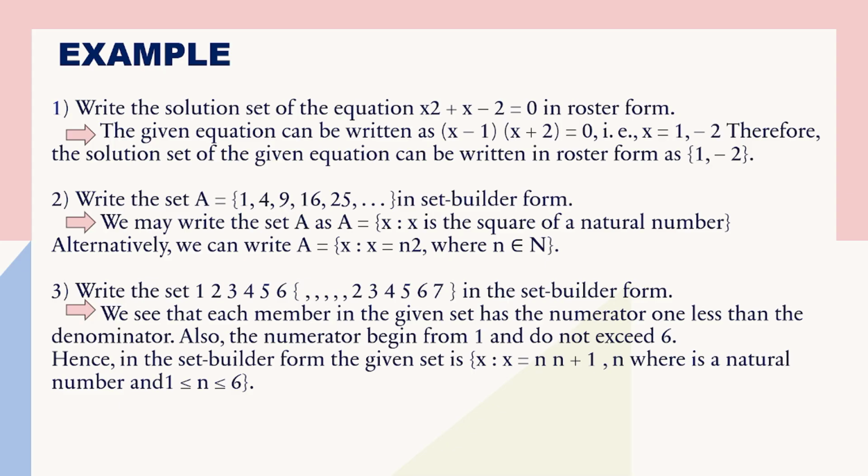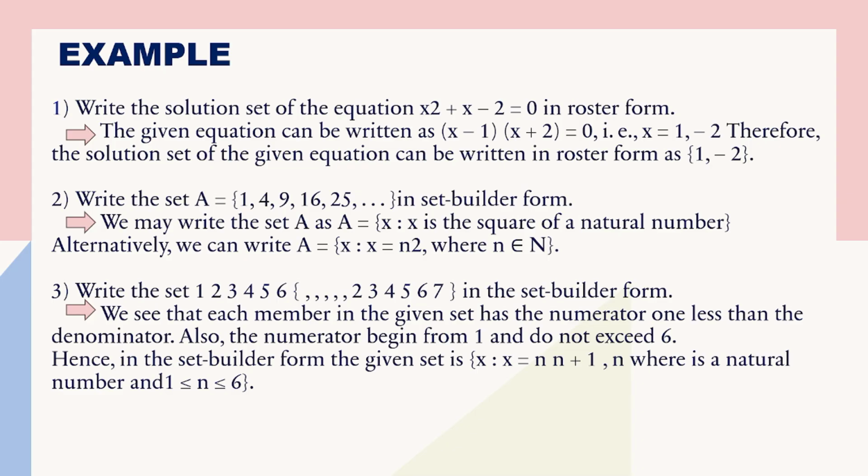Write the set A = {1, 4, 9, 16, 25} in set builder form. As we can see, the numbers themselves indicate that 1 square is 1, 2 square is 4, 3 square is 9, 4 square is 16, 5 square is 25, 6 square is 36, and so on. We write this set in set builder form as {x : x is the square of a natural number}. Alternatively, we can write {x : x = n square, where n belongs to N}, where small n represents the element and capital N is the set of natural numbers.